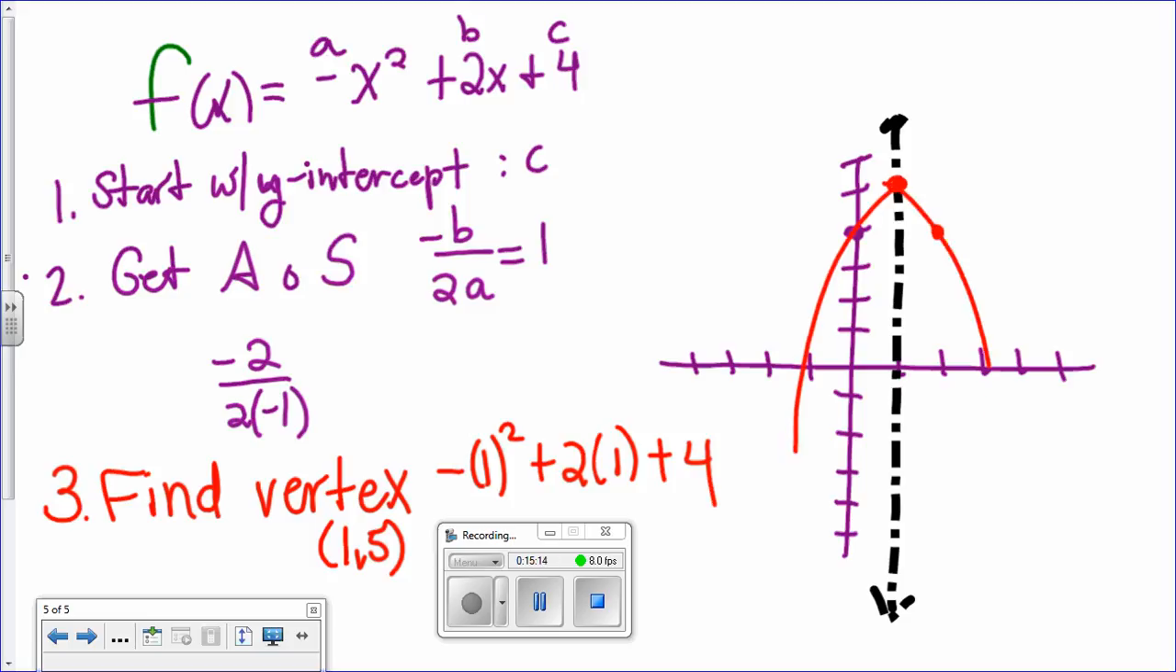It goes down. How did I know it's going to open down before I even graphed it? The negative on the outside. Is that negative a right there? Exactly.